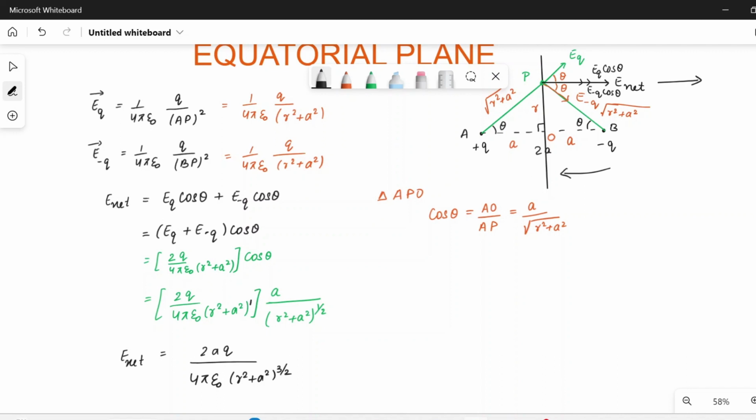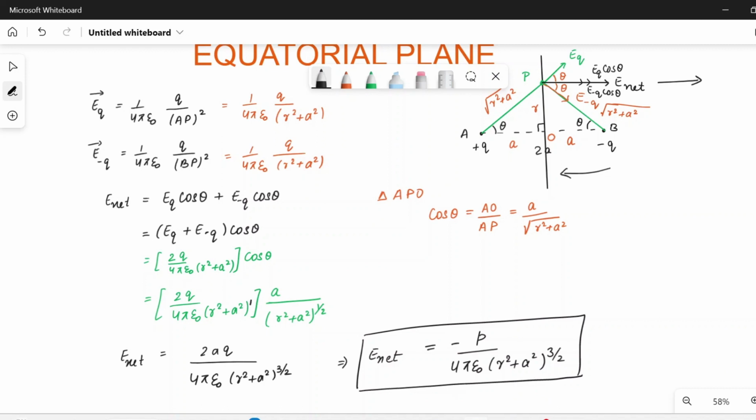Since they are in opposite directions, we can also rewrite this expression as E net equals to, this 2AQ is nothing but our dipole moment, but we will place a negative sign. Why negative sign? Because dipole moment is in the opposite direction to the total electric field. So this is our total electric field at any point on the equatorial plane, where R is the position from the center of the dipole along the equatorial plane, and A is the separation. Twice of A is the separation, so A is half of the total separation between the two charges.